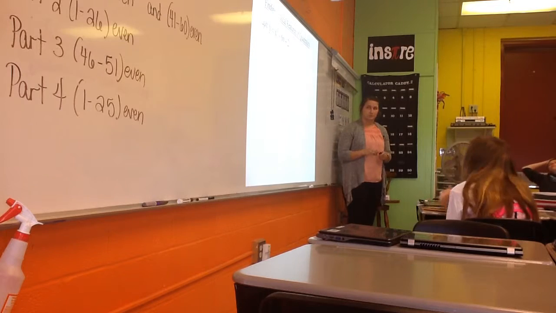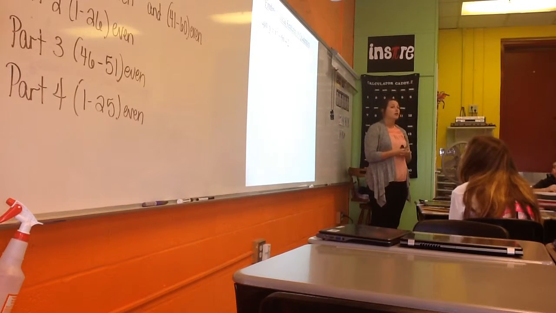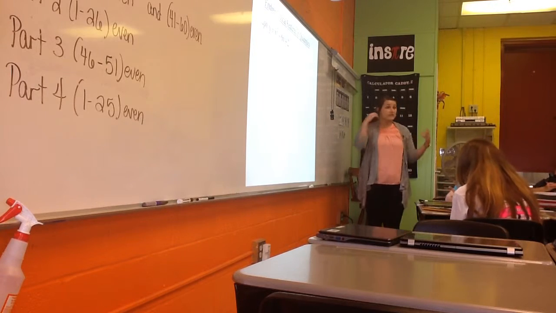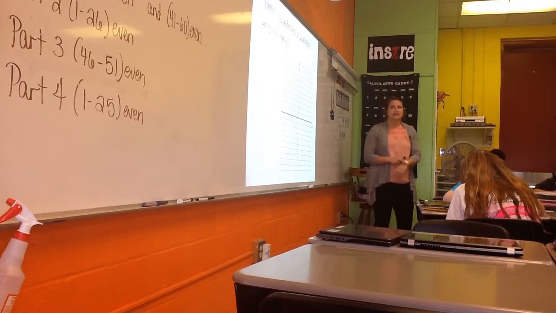Okay, so if we look at y equals x squared minus 6x plus 2, there are different ways that we can solve for these equations and find these features. One way that we can do that is a table.